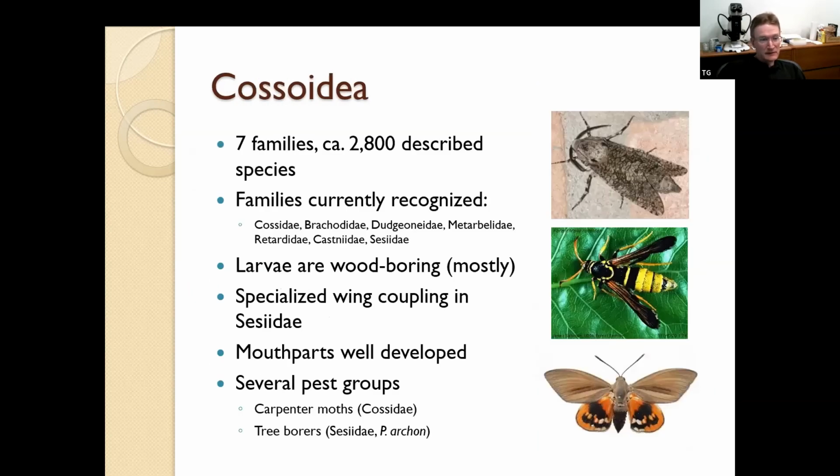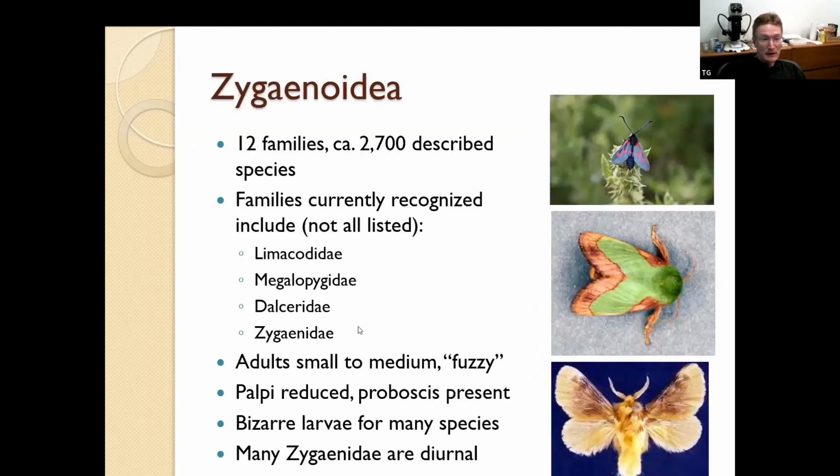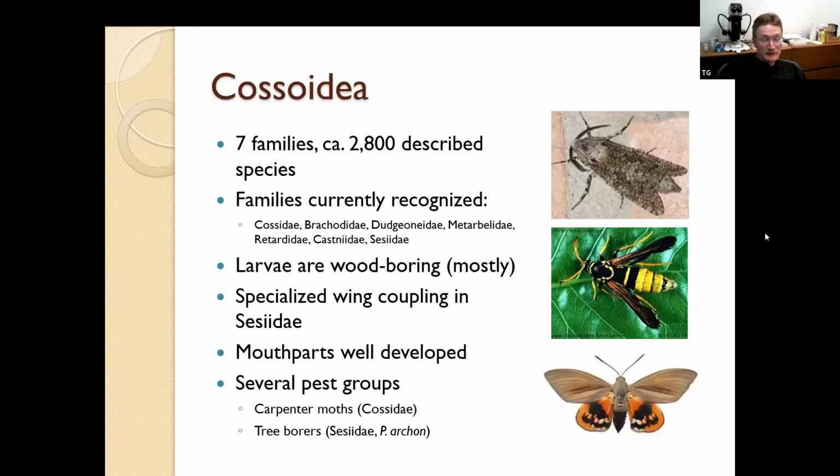The Cossoidea is another superfamily of moths, and they contain several families, in this case 7 families. Some of these are distinctive, and the Cossids are wood borers. This is the big moth at the top up here.